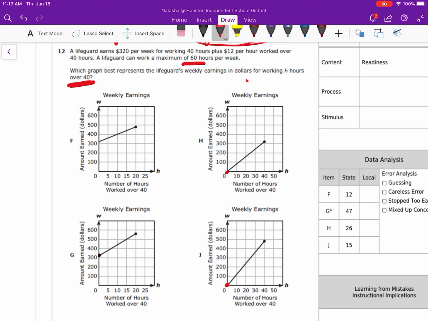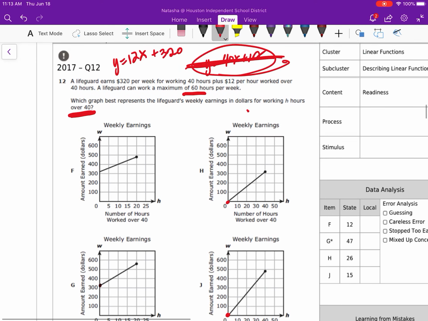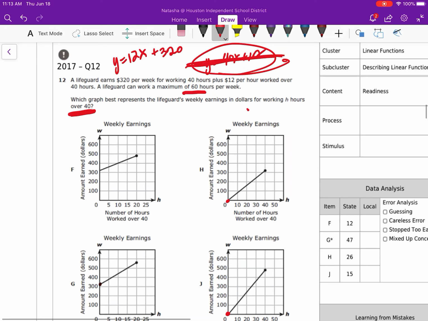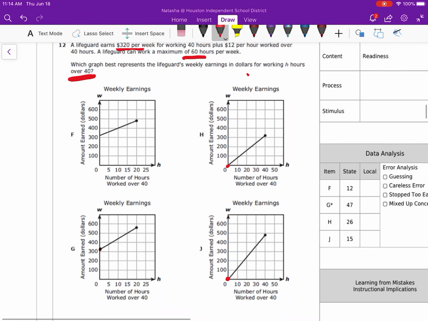We're not going to be starting at 0 because, look back up here, when we say we earn $320 per week for working 40 hours, and then $12 for overtime, or basically over 40 hours. They're working overtime. Over 40 hours is overtime. So we want to look at, well, we've already earned $320, so that's our y-intercept. So that's going to change.